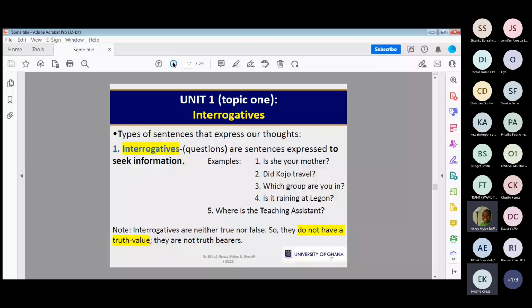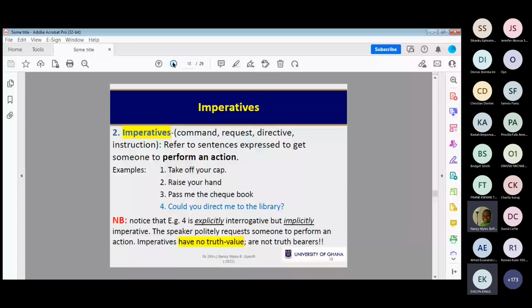If I speak and the intention is for me to get information, then that expression falls into the category that we call interrogative, on the screen now. Another name for interrogative is question. So where is the classroom? How old are you? When was your mother born? Did you travel to Dubai last month? These are all expressions that are looking for information. So we call them interrogatives. If you forget at all, remember what the police do when they arrest us. They interrogate us. They ask for information from you. Okay, so that's one type of linguistic expression.